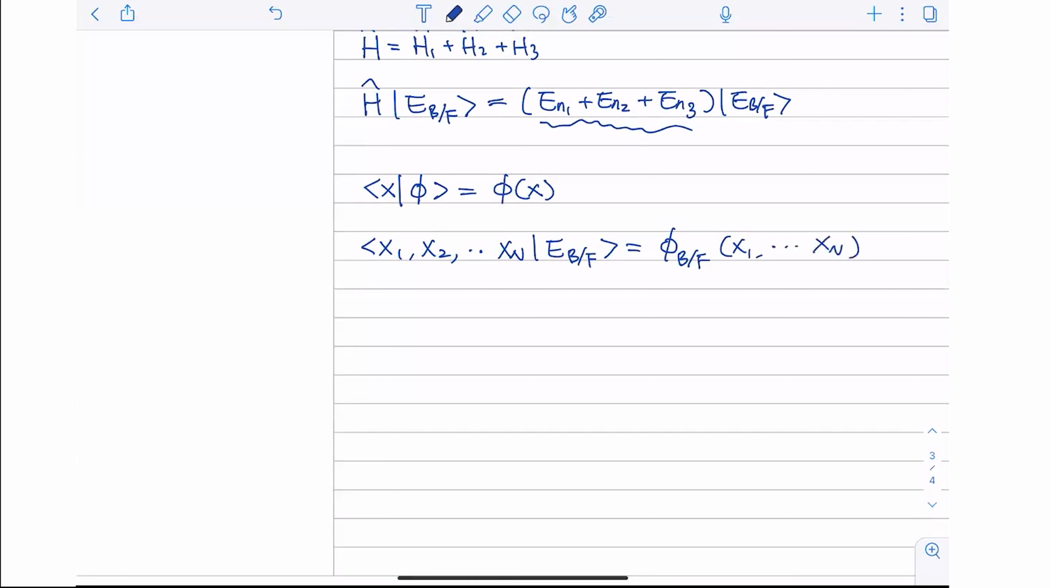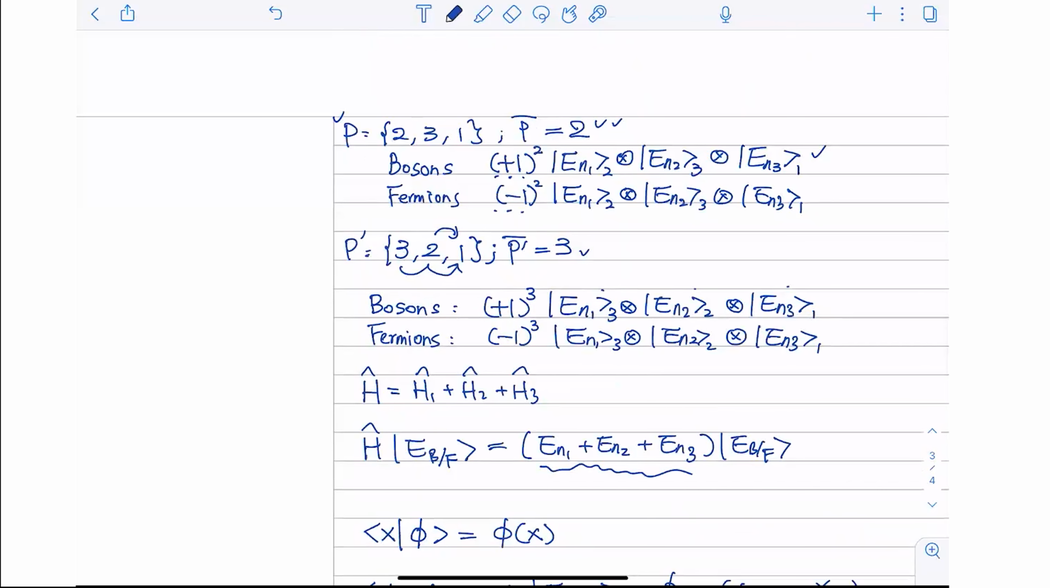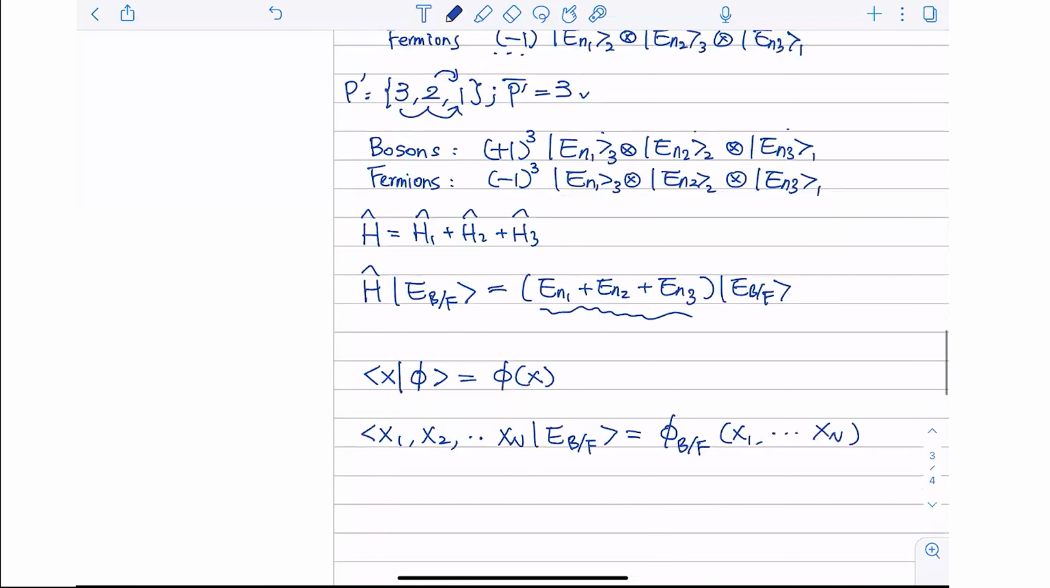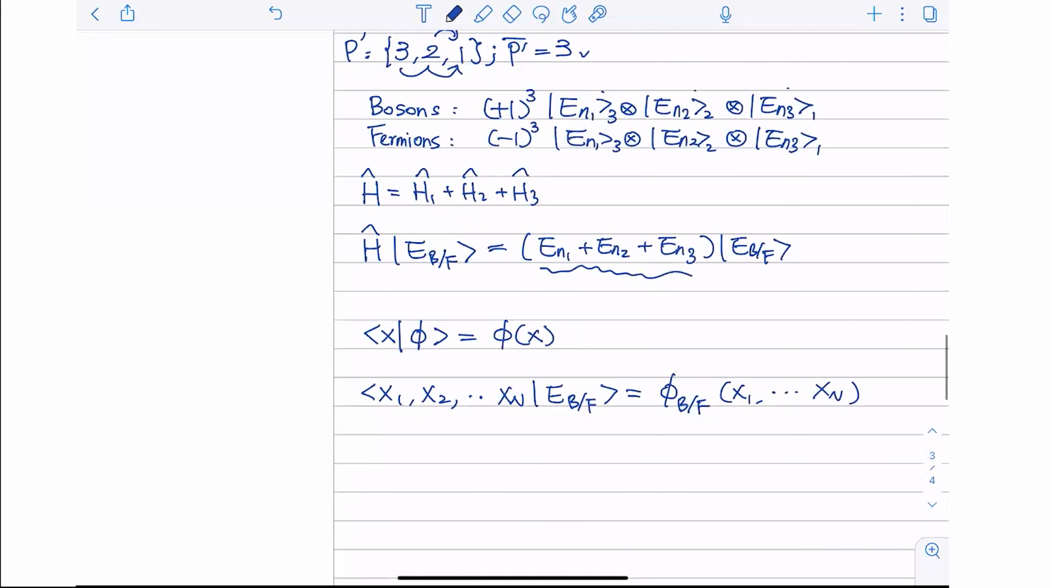And you can also ask, if we are thinking about the many-body quantum states in this fashion, how to see the Pauli exclusion principle.